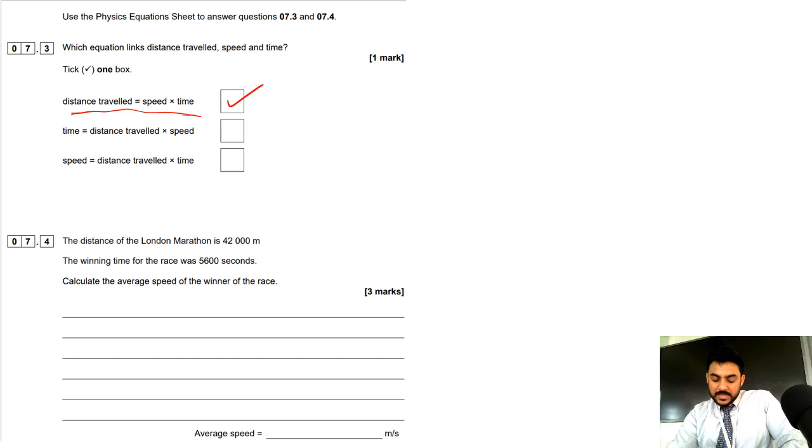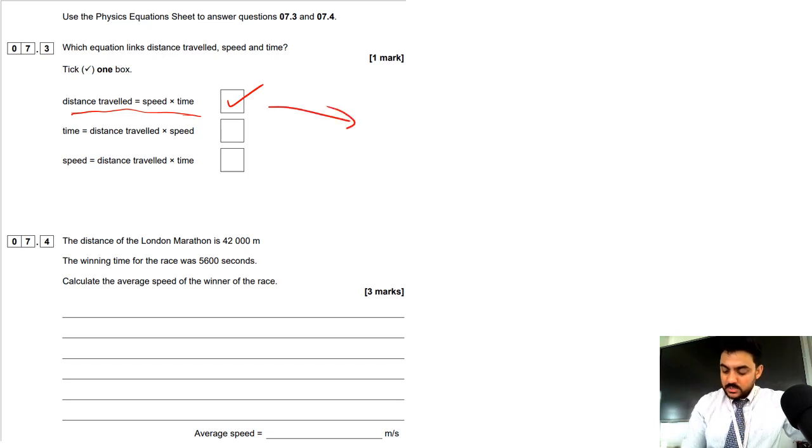Then it tells you the distance of the London Marathon is 42,000 meters. We knew that because it was on the previous question. And the winning time for the race was 5,600 seconds. Calculate the average speed of the winner of the race. We need to calculate speed.